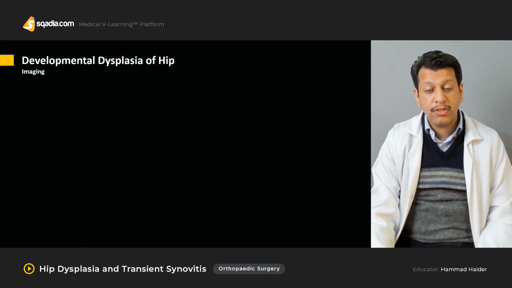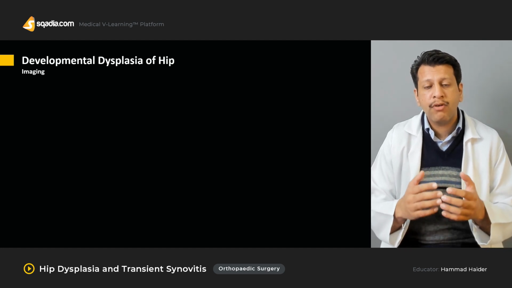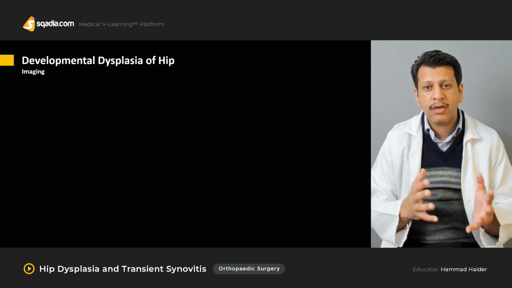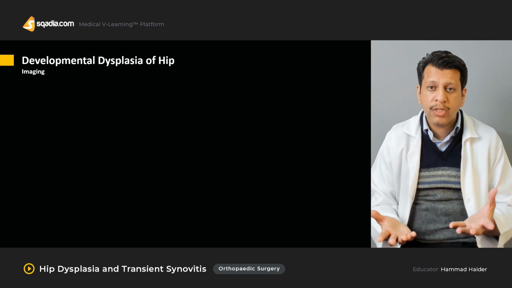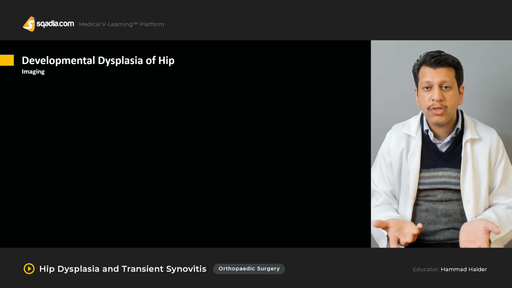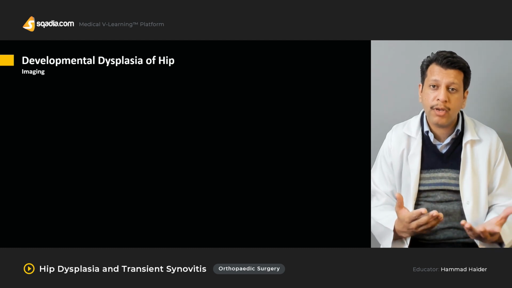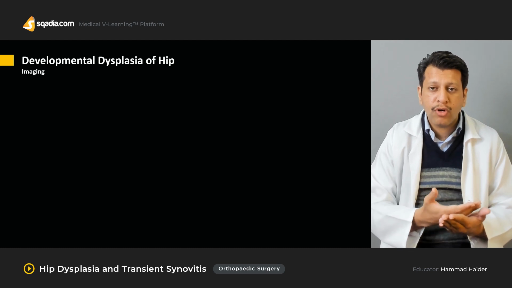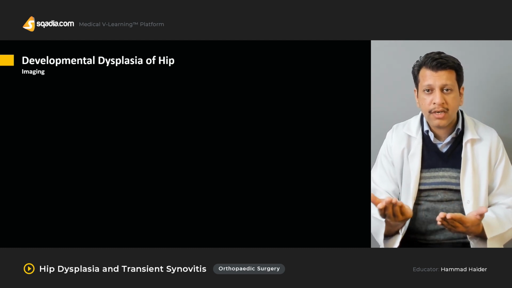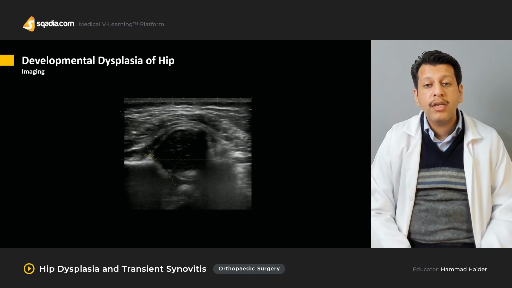Now coming to imaging, as I told you, the problem is that by 3 to 4 months of age, the femoral head starts to ossify. So if you get an X-ray pelvis AP view with both hip joints, you will not be able to appreciate anything on that, and you will not be able to appreciate any form of abnormality. Why? Because the femoral head is not ossified. You will not be able to appreciate whether it's subluxating or dislocating or where exactly it's going. Therefore, we go for the radiological investigation in form of an ultrasound.